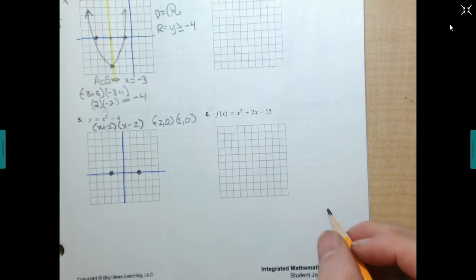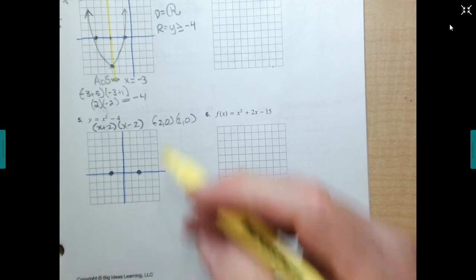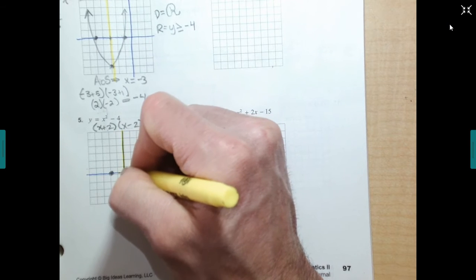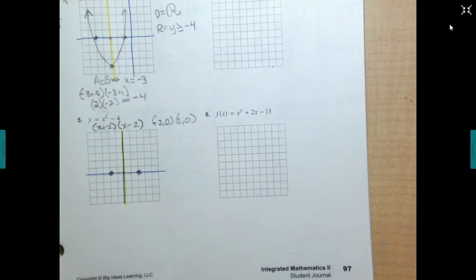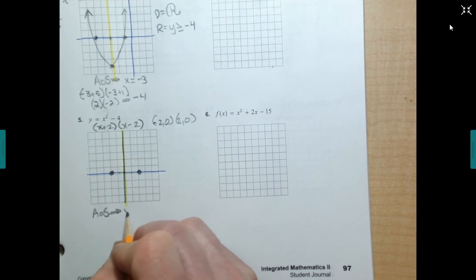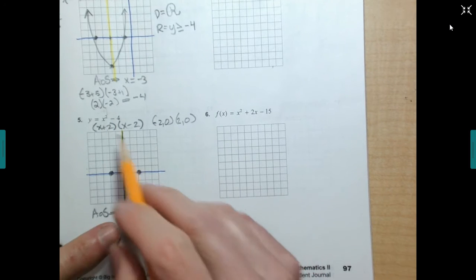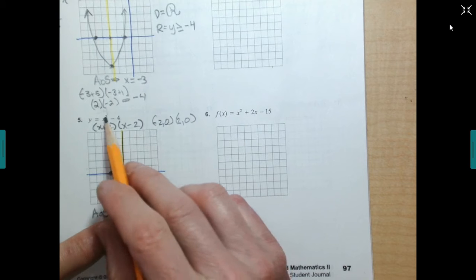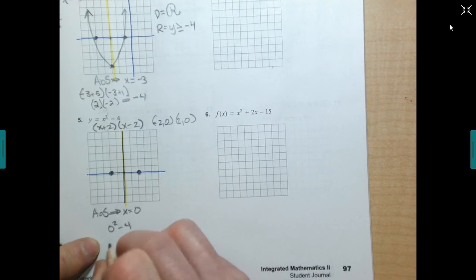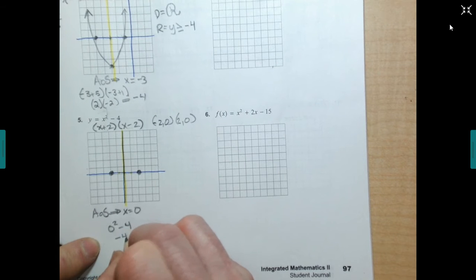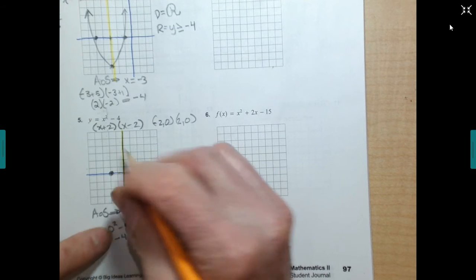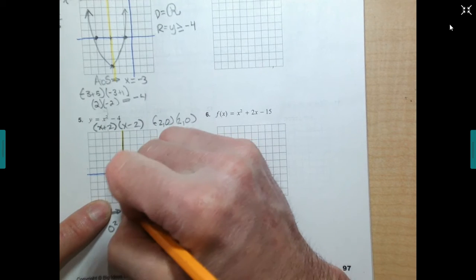And now how do we find where is our axis of symmetry? 1, 2, 1, 2. It's right in the middle. So our axis of symmetry is 0. Axis of symmetry, x equals 0. So let's plug a 0 into here. So I have 0 squared minus 4. So I have negative 4. 1, 2, 3, 4. So there it is. It is a positive, so I am doing a happy face.